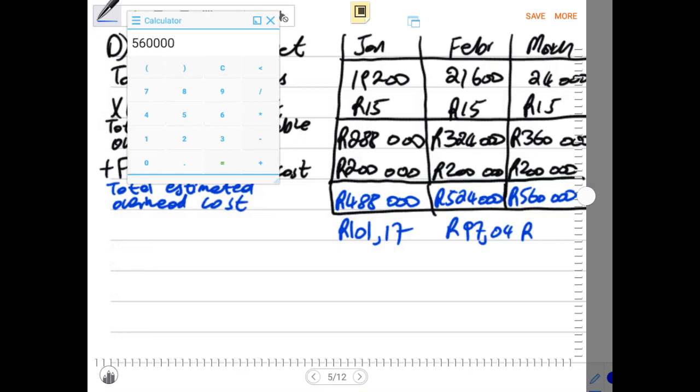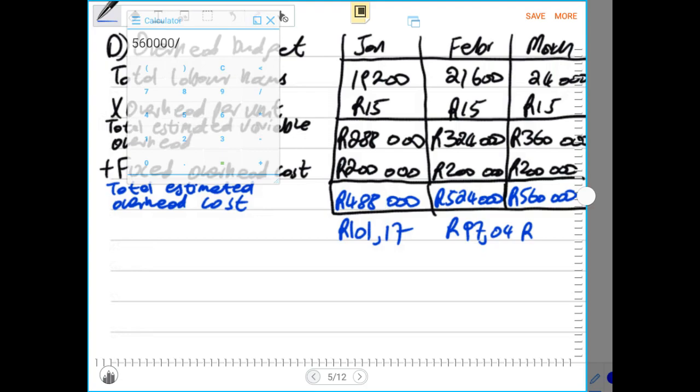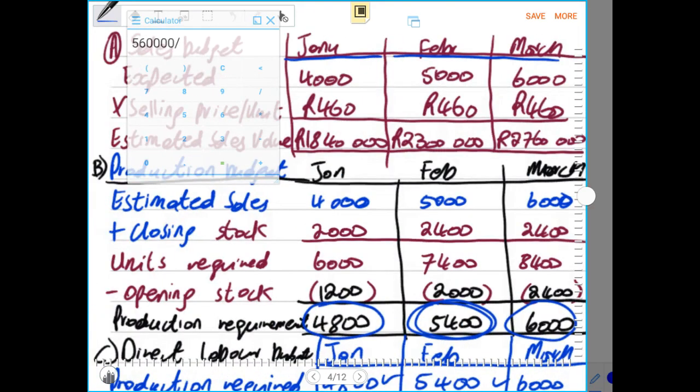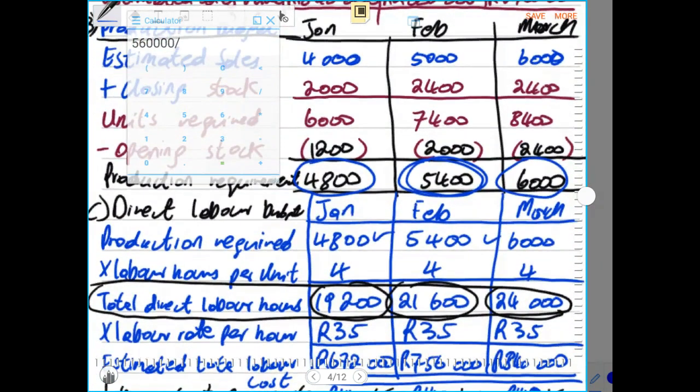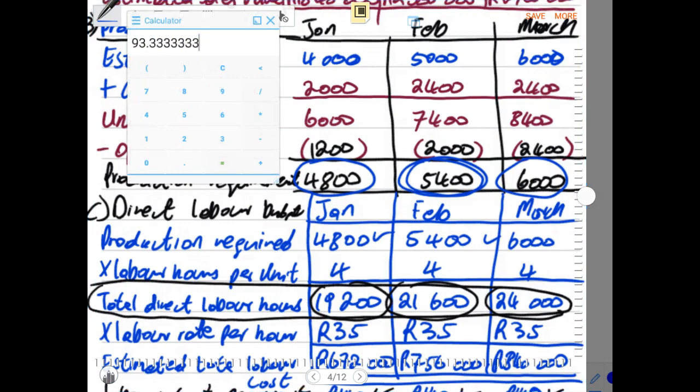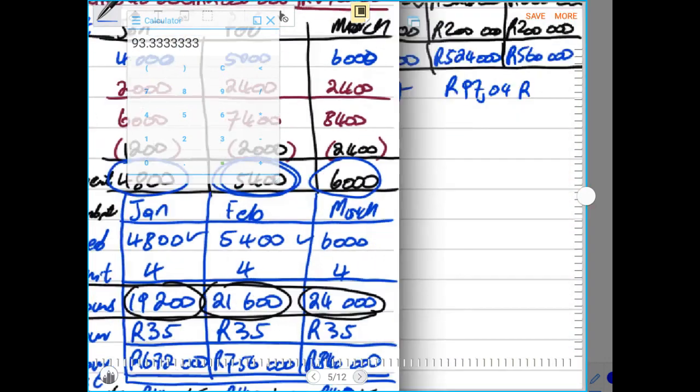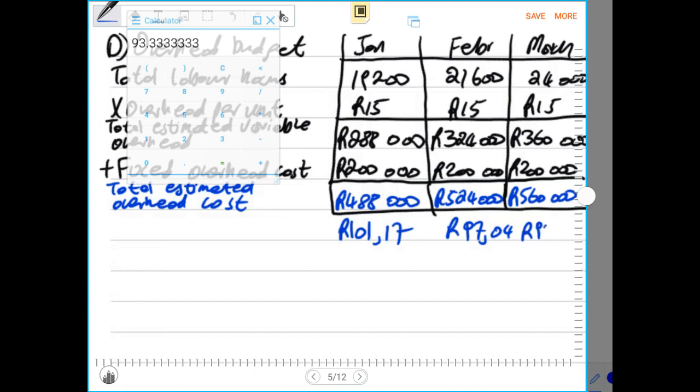Then for the next month, it will be a total of 560,000. We divide that by our production requirement of 6,000. Then that will be 93 rand 33 cents, 93.33.